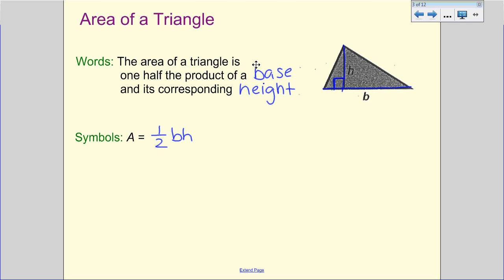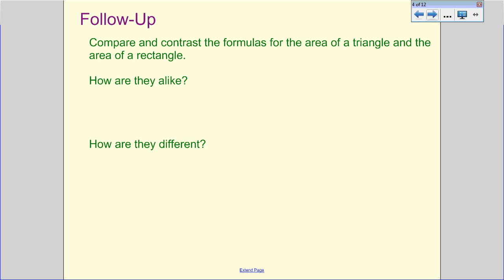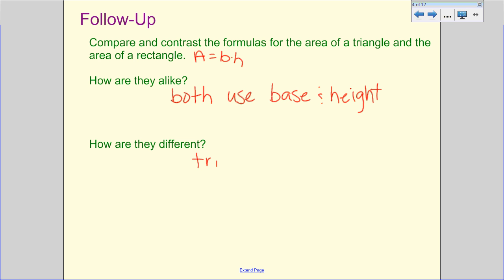So the follow-up question is compare and contrast area of a triangle with area of a rectangle. Just remember that that is base times height. So how are they alike? They both use base and height. How are they different? Well, the triangle is half the base and height.